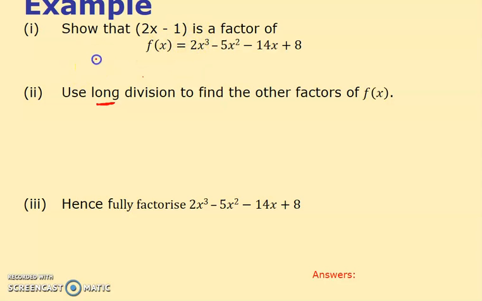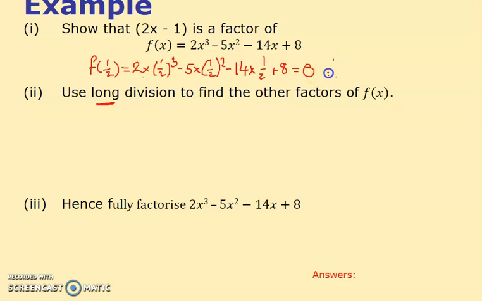So notice what I will do. I will first start, it says minus, so I'm going to write plus, and it says 2x minus 1, I'm going to write f of a half. And so therefore it's 2 lots of a half cubed, and what I'm doing is I'm chucking it into this formula. Minus 5 lots of a half squared, minus 14 times a half plus 8. And type that into a calculator, I reckon you'll get 0.